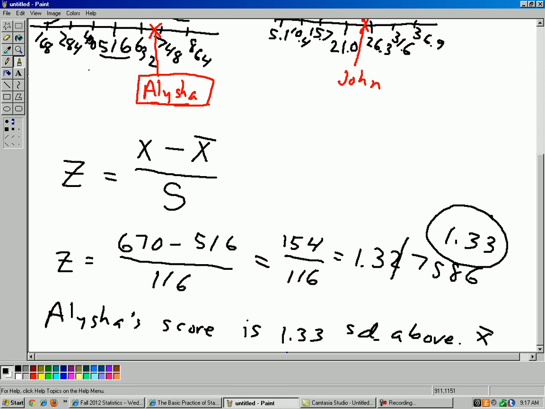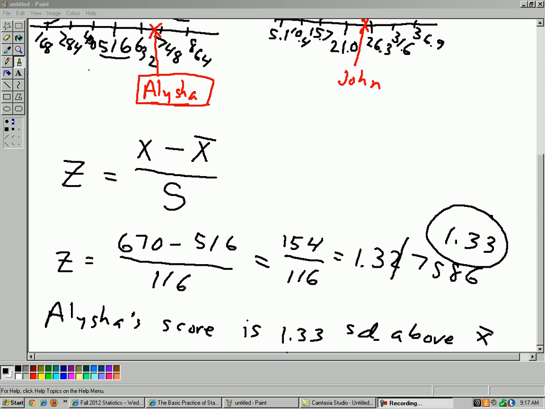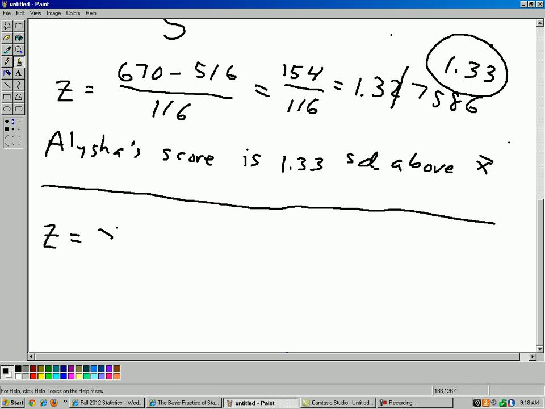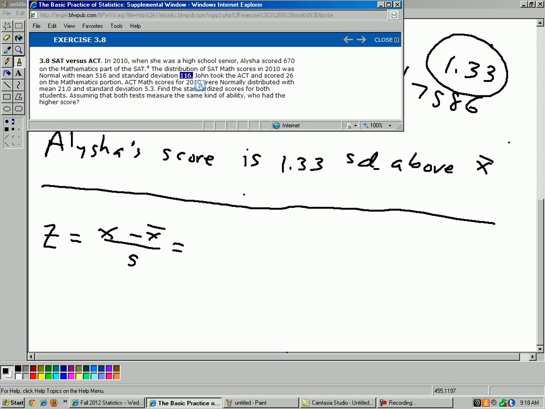All right, take a minute, hit the pause button, and go ahead and compute John's score for practice, and then I'll tell you the answer in just a moment. Okay, let's go ahead. Hopefully you've had a chance to calculate John's z-score. Now I'll do it here as well so you can see if you're on the right track. So John's z-score, the same formula, x minus x bar over standard deviation. So John's score, let's take a look at the original problem again. He scored 26.